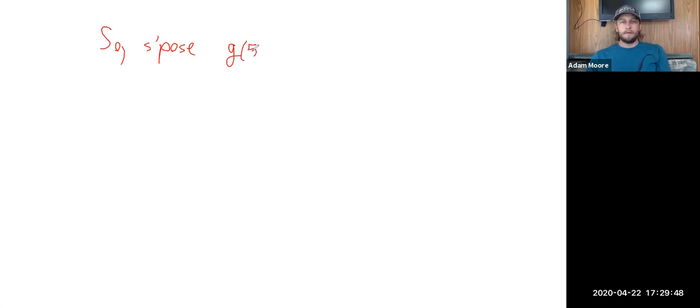G of 5 equals 19. And they don't tell you what function it is. It's not necessarily x plus 14. It could be whatever. It's something. But somehow, if you plug a 5 into the x, you get a 19 out for the y.